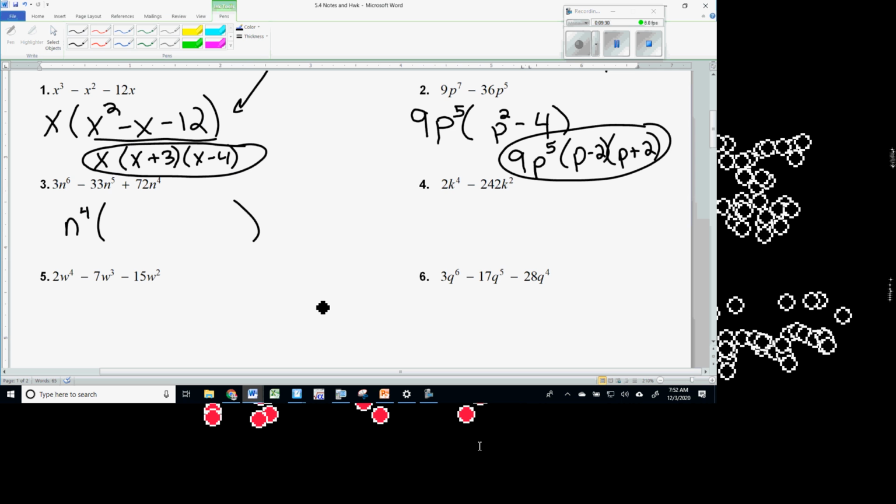And then you got to decide 3, 33, 72. What number can you take out of those 3? What's the common number? 3. So then you got to go through and figure out what's left. 3 n to the 6. I divide out n to the 4th, and I just get n squared. If you take 3 out of 33, 11. And 3 out of 72, you need a calculator, grab a calculator, and the answer is 24.